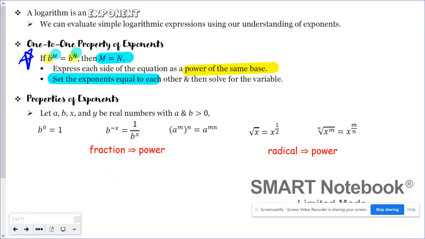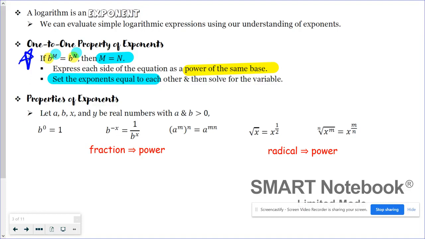Okay, so we want to get the bases to be the same, and then we can see the exponents are equal. Now there are some tricks that we might have to use in order to get the bases to be the same. Okay, so you definitely want to know your powers, like 2 to the second power is 4, 2 to the third power is 8, 3 to the second is 9, and so on. You want to know those, because that's going to make it quicker for us. But then we also want to know some other properties of exponents.